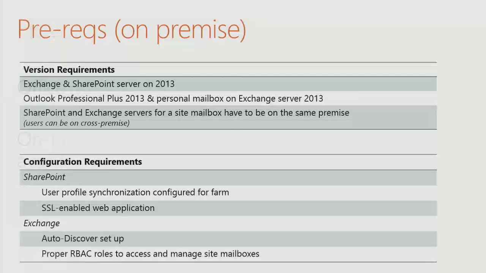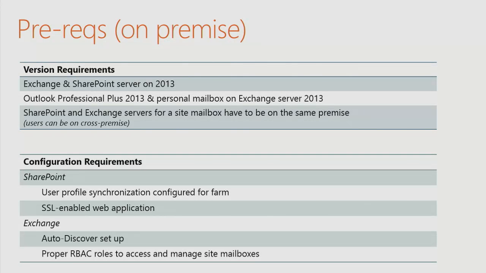With that, I want to go into what those prereqs are. So there are 2 buckets: the version requirements and the configuration requirements. From a version standpoint, we require that you have Exchange 2013, SharePoint 2013, and Outlook Professional Plus 2013. We want to make sure that your personal mailbox is also on 2013. One thing to call out here is that we want to make sure the SharePoint server and the Exchange server are on the same premise. All the users can be cross-premise.